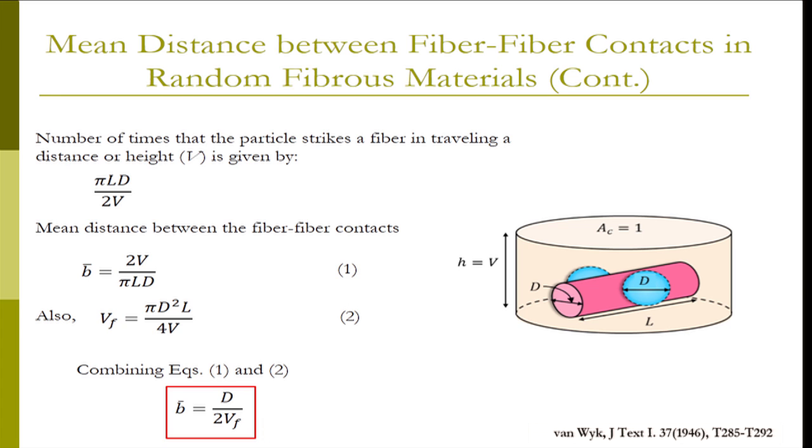So, we can easily calculate the mean distance between the fiber to fiber contacts in terms of fiber diameter and the fiber volume fraction. So, this is a simple formula to calculate the mean distance between the contacts and the number of fiber to fiber contacts per unit length, because if we invert b bar, then we will get the number of fiber to fiber contacts per unit length of the fiber. So, let us take an example of how we can make use of this formula to calculate the mean distance between the contacts and the number of fiber to fiber contacts per unit length.